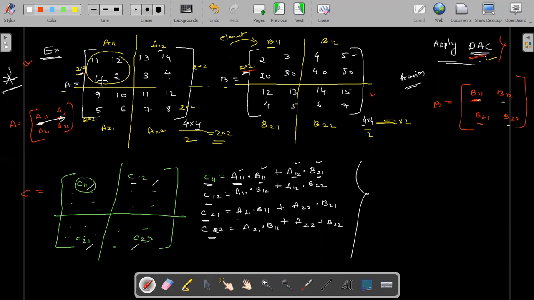Hence, if you are not going to apply any kind of recursion here, what happens? Very simple. Directly you have to do 11 into 2 plus 12 into 20 plus 13 into 12 plus 14 into 4, like that. Instead of doing that, it will take a lot of time. So that's why we reduced it into the simplest form. This is the reason why we are going to use Strassen's multiplication, and some more important things I am going to tell you.